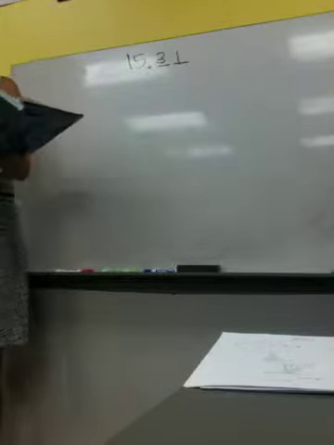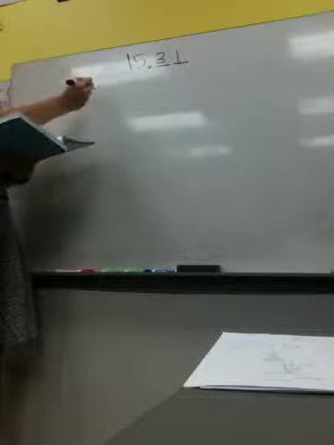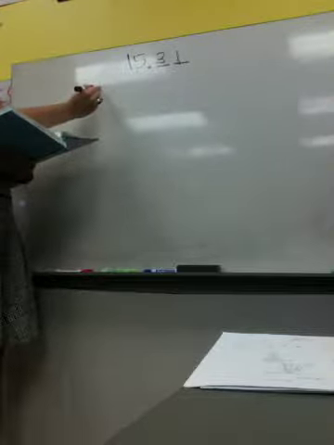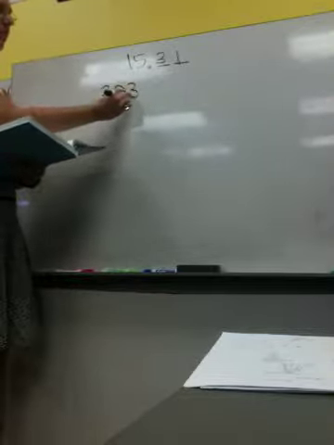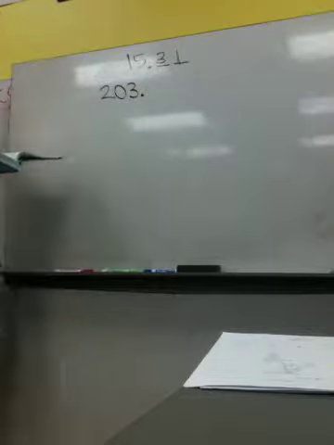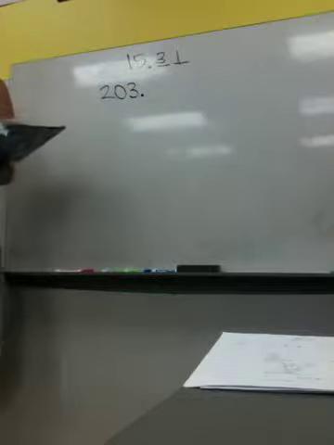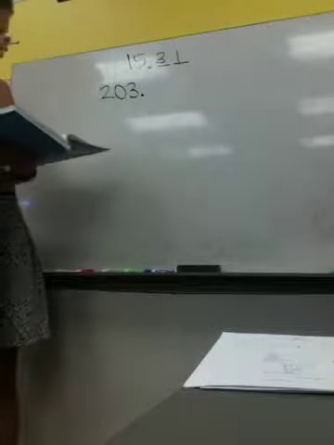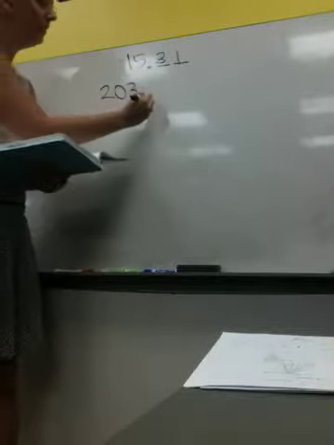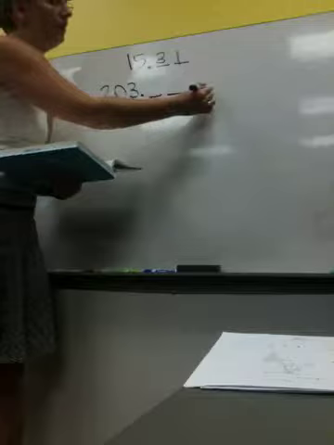What do you want me to write up here? 203. Okay, so that says, give me digits. 2 zeros. Good. Decimal point. Beautiful. Now how many blanks am I going to need? 4. Okay, 4 thousandths. Does everyone agree with her?